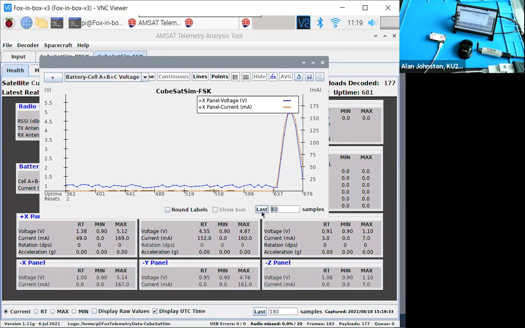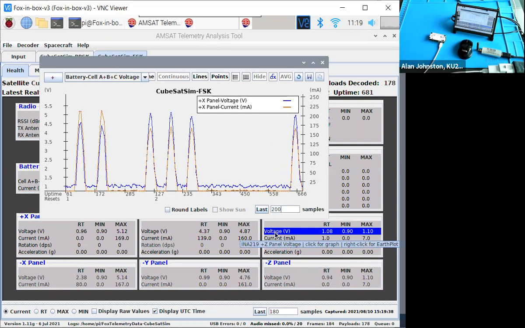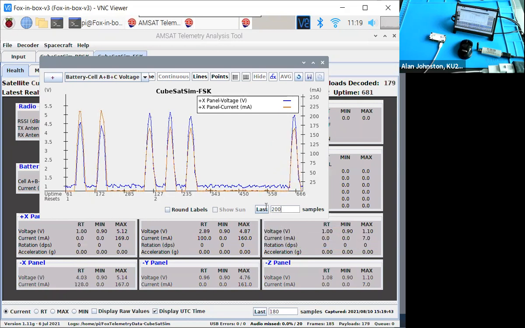And if I just expand this, if I increase this last sample, so if I make this at 200, let's make it a little less than that.